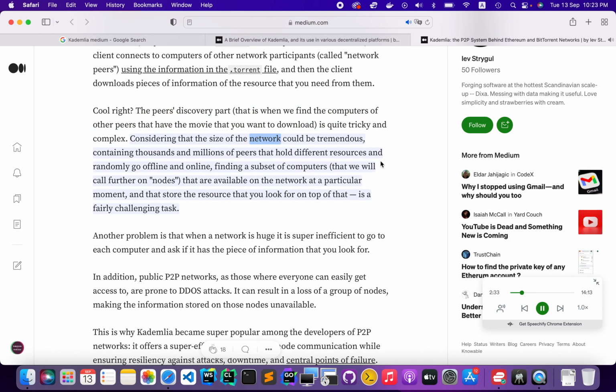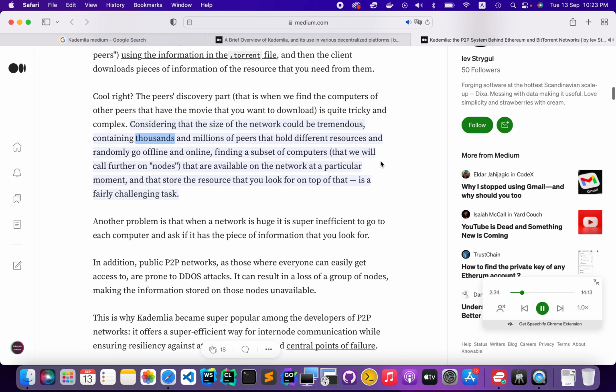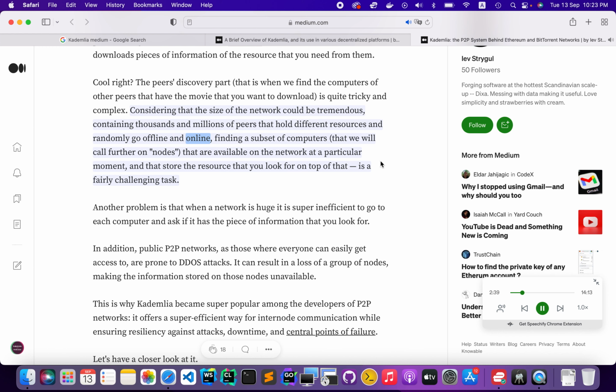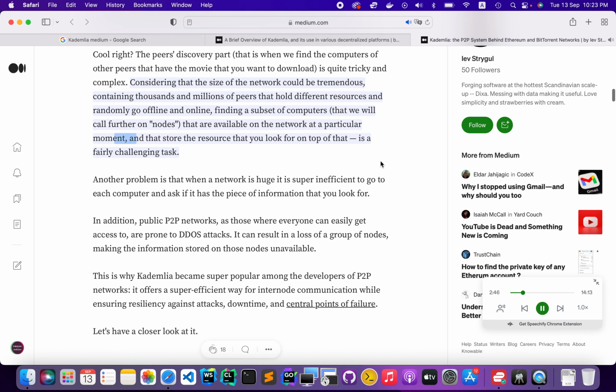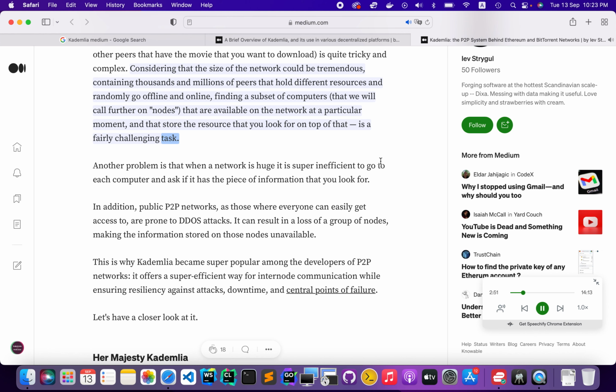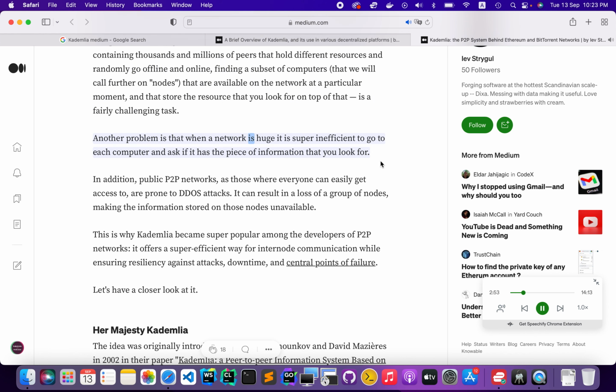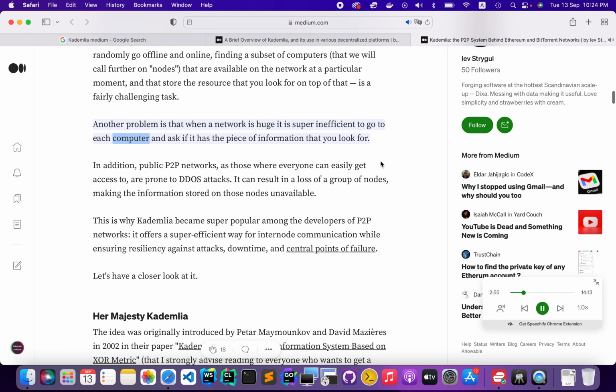Considering that the size of the network could be tremendous, containing thousands and millions of peers that hold different resources and randomly go offline and online, finding a subset of computers, that we will call further on nodes, that are available on the network at a particular moment and that store the resource that you look for, on top of that, is a fairly challenging task. Another problem is that when a network is huge, it is super inefficient to go to each computer and ask if it has the piece of information that you look for.